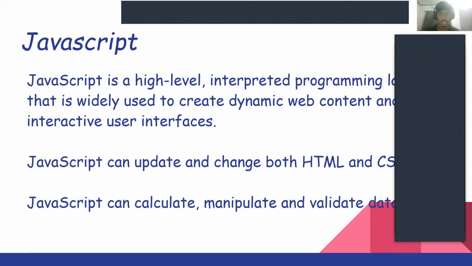So first of all, what is JavaScript? JavaScript is a high-level interpreted dynamic programming language. Dynamic in the sense it checks the variables during runtime and assigns them what type they are. It is widely used to create dynamic web content and interactive user interfaces. JavaScript is used to update and change both HTML and CSS. JavaScript can also be used to calculate, manipulate, and validate data values.